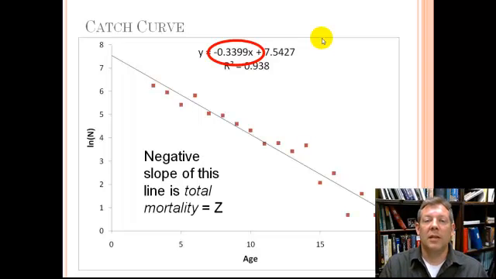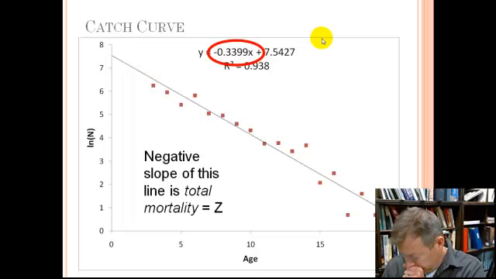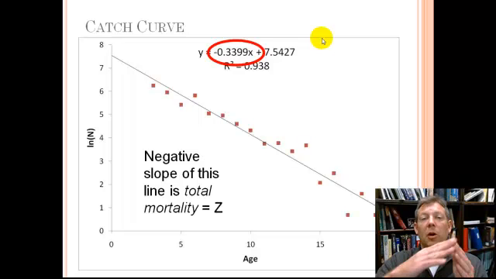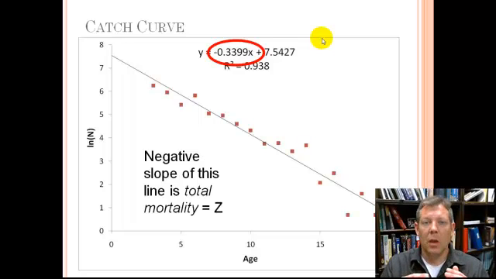Because the negative slope of this curve is what we call total mortality, and we symbolize it with a Z. So again, note that the actual slope of this line is negative because you're losing fish every year. So the natural log of the numbers has to go down. The line has to slope downward. And so it's always going to have a negative slope.